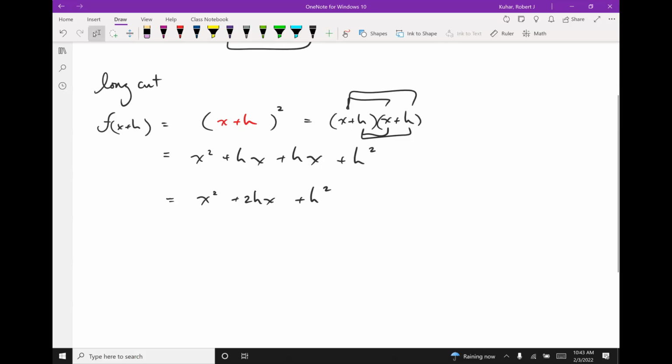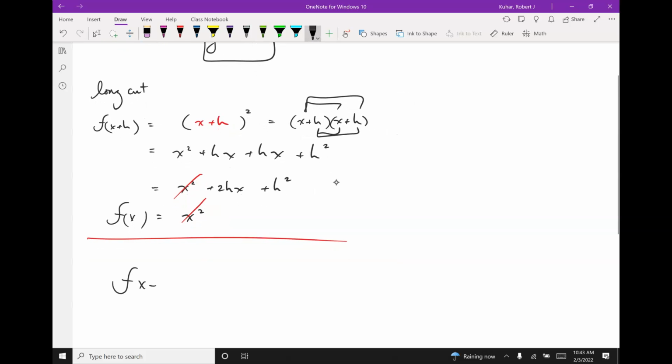So remember, I know my formula, f of x plus h minus f of x, right? That's my difference quotient part, difference part. So what I like to do is I put my f of x down here, which was just x squared, and I'm strategically lining it up. I'm making sure that the pieces of f of x line up with the pieces of f of x plus h. Because what am I going to do with them? I'm going to subtract them, right? So these are going to go away. So I have f of x plus h minus f of x is what? 2hx plus h squared.